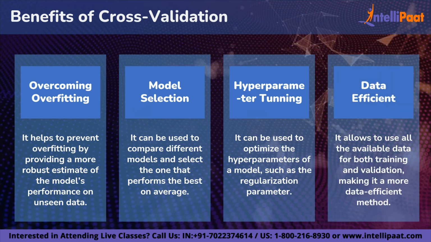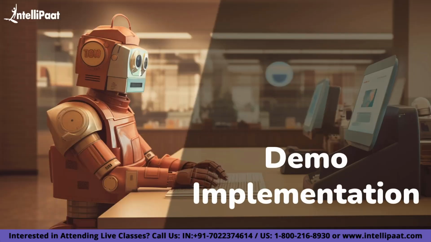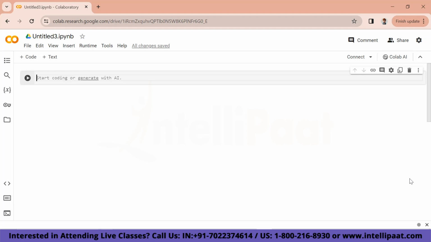And the fourth is data efficiency. Cross-validation allows the use of all the available data for both training and validation, which makes it a more data-efficient method compared to other traditional validation techniques. So now that we have seen what cross-validation is, how it works, and what all the types are in cross-validation, now let's see a demo implementation of it. Okay, now here I have opened a new Colab notebook. So the first thing that we will do here is import all of our dependencies.